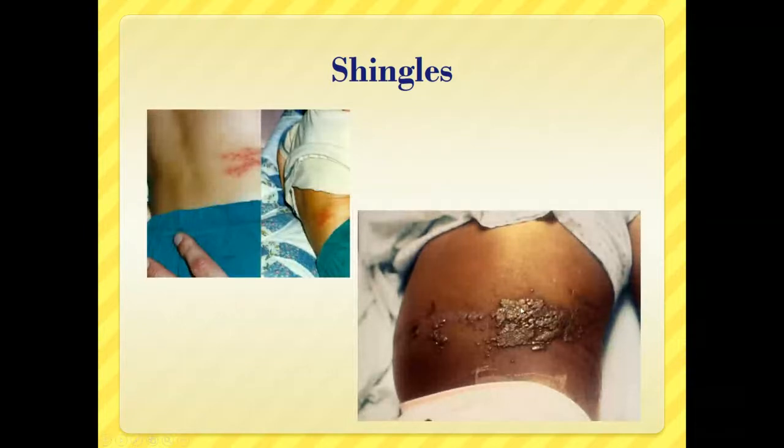So here are a few images here. And the reason for this is because of how the skin nerves are arranged. One skin nerve will kind of wrap around part of the body. And so depending on what nerve is triggered, depends on where that belt or that band of lesions is going to occur.